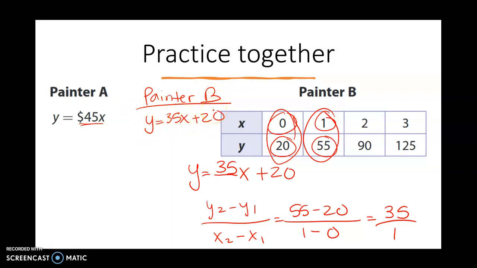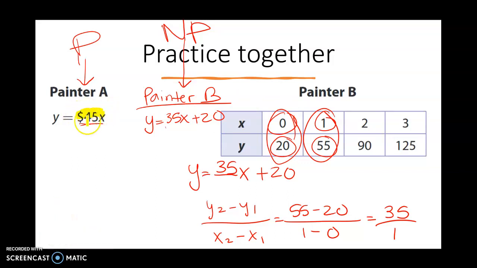Bonus questions. Painter A's equation, is it proportional or not proportional? It's proportional. There's nothing else on here. It's just 45x, so that is a proportional equation. Second bonus question, what about painter B? Is this proportional or not proportional? If you answered not proportional, you are correct. This has a plus 20, and that means it's not proportional. Good job.